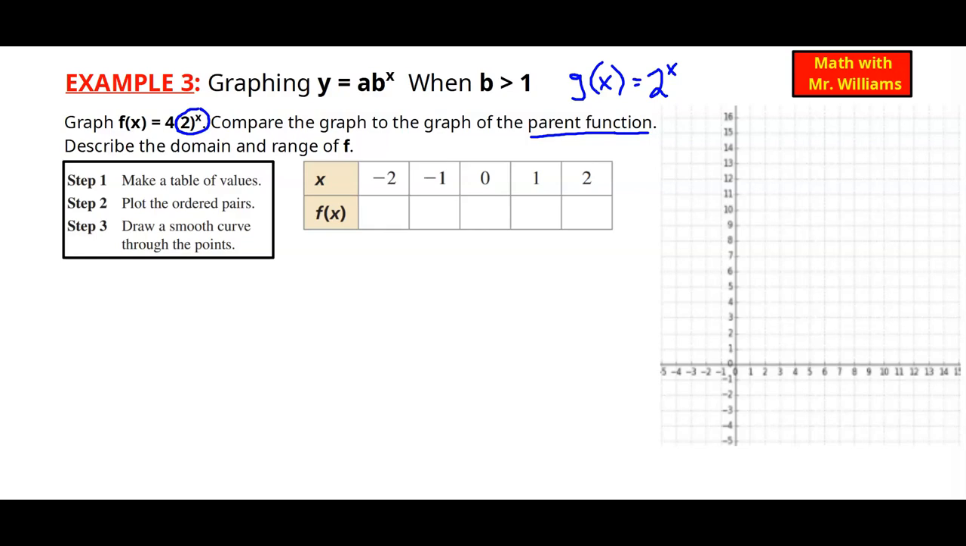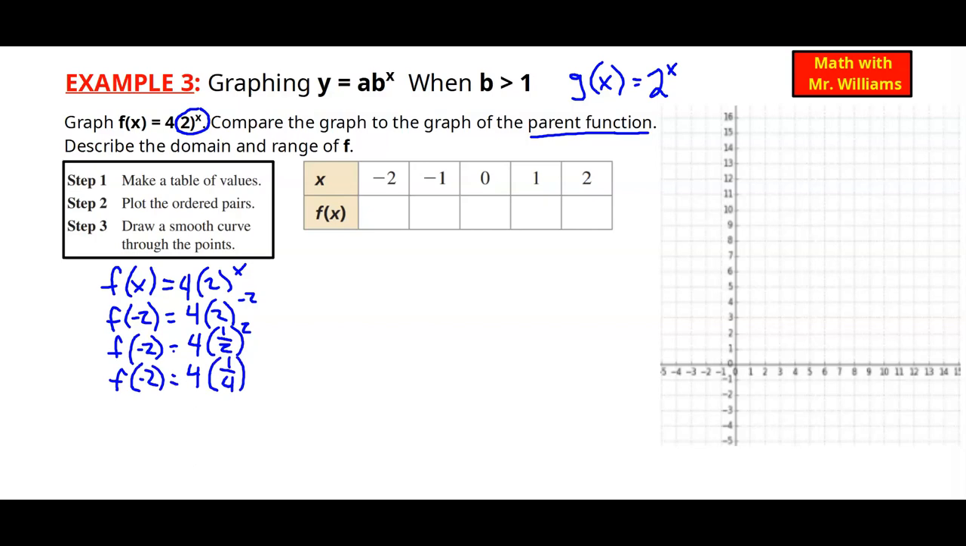So our first step is to make a table. We're going to write down our function and substitute each one of the numbers here for x. We're going to start with -2 for the x. Again, I see a negative exponent, so I'm going to flip the number inside the parentheses. Now we have 4 times 1/2 to the exponent of 2. Let's evaluate the exponent, and now we do our multiplication. So the function of -2 would equal 1.